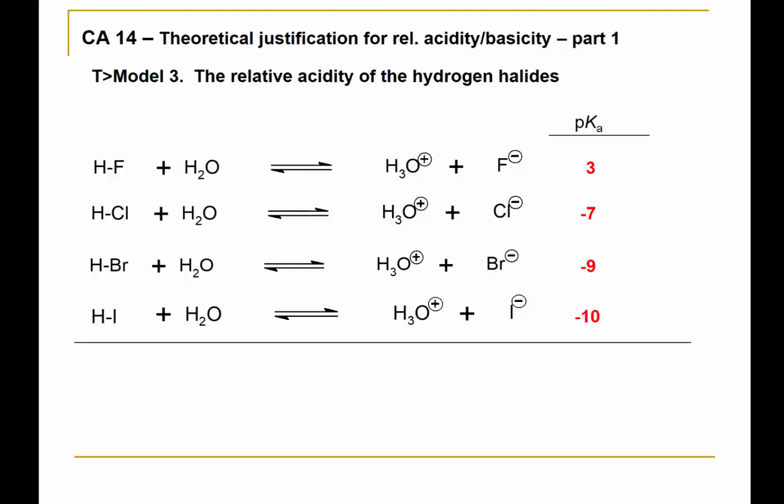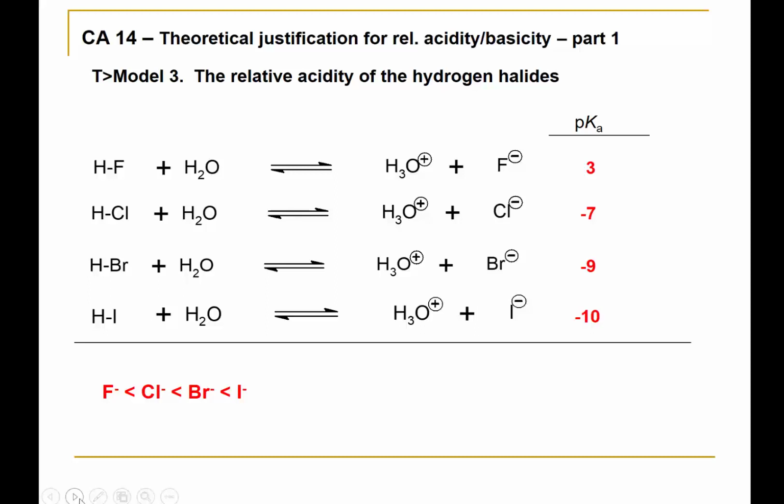In this case, the hydrofluoric acid is actually the weaker acid, which suggests that the fluoride ion, although relatively stable, is not as stable as the iodide ion. So the relative order would look something like this. The iodide ion would be the most stable, the fluoride the least.